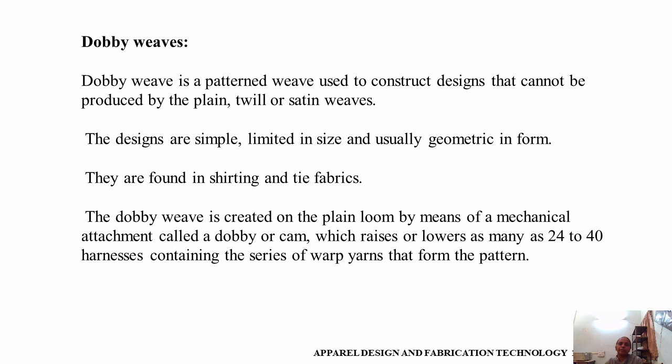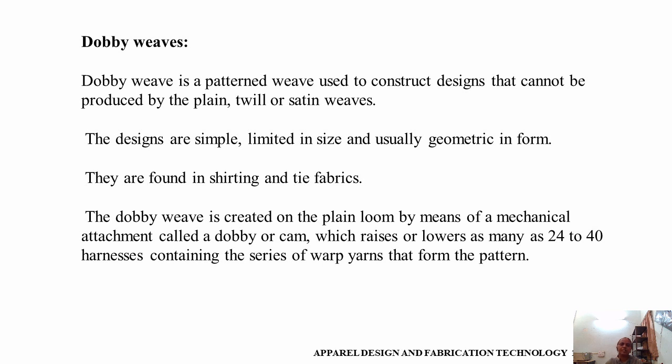It is also a decorative weave used to construct designs that cannot be produced by the plain, that is the basic weaves. Plain, twill or the satin weaves are the basic weaves. Dobby is the decorative weave. Designs are simple, limited but geometric in form. So, you can identify dobby weave from the geometrical designs. They are almost always found in shirting and tie fabrics.